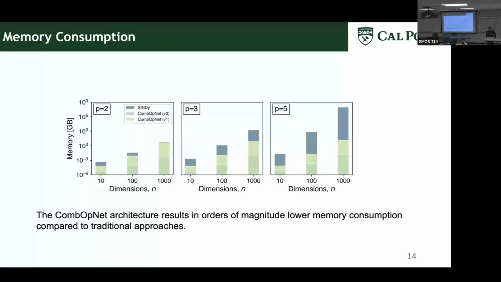Okay, all right. Well, this is a common comparison of the memory consumption between SINDy and two different versions. V1 is for the parallel structure, and V2 is for our serial structure. In the three different figures here, we have the polynomial order from 2, 3, and 5, and the dimensions here we have 10, 100, and 1000. So you can see this is log scale.